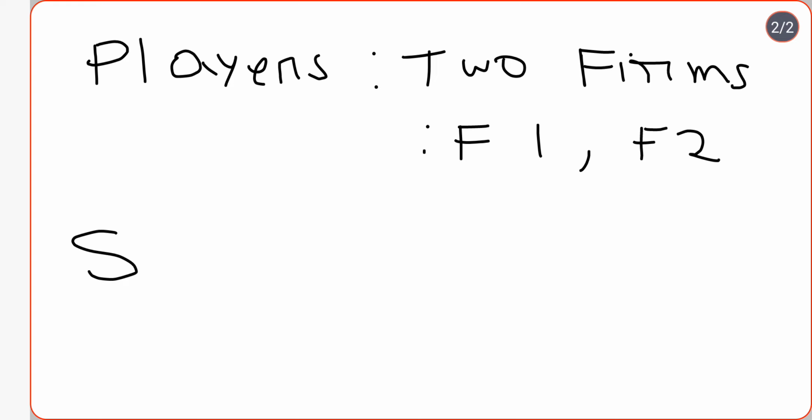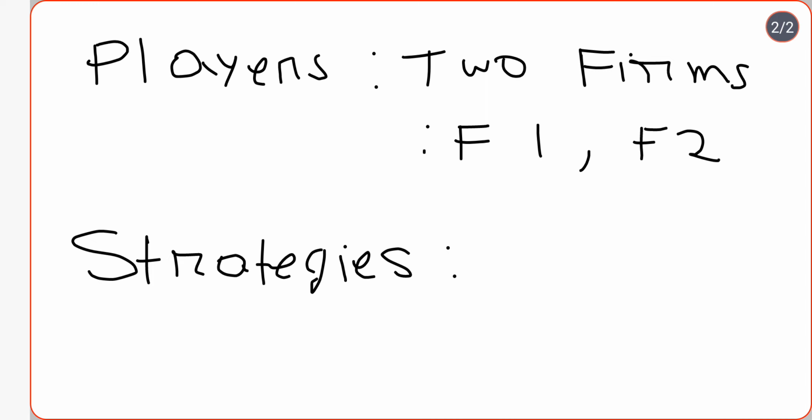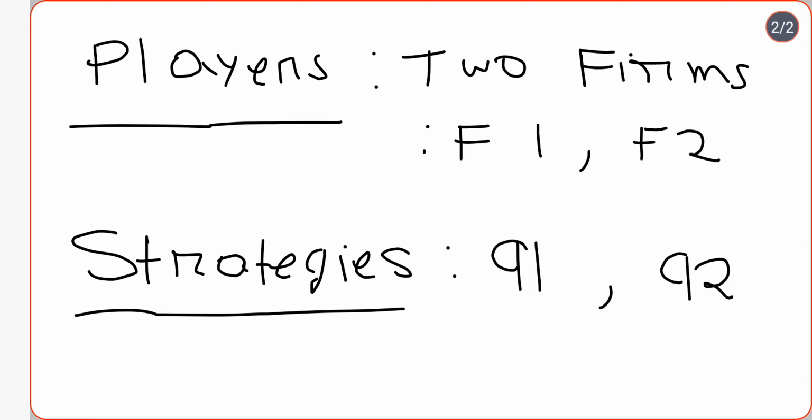What are the strategies that firm 1 and firm 2 have? The strategies are basically the quantities that each firm is choosing to produce. So suppose firm 1 is choosing to produce Q1 amount of output and firm 2 is choosing to produce Q2 amount of output. So these are the strategies of both firms. We have assumed the player names and the strategies of each player.